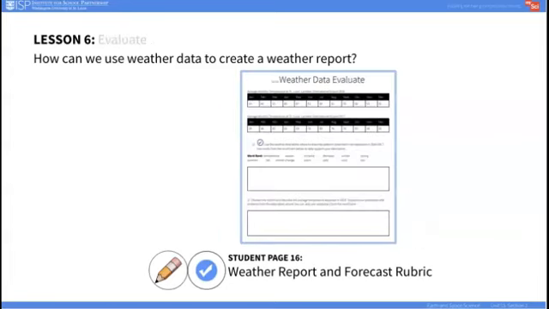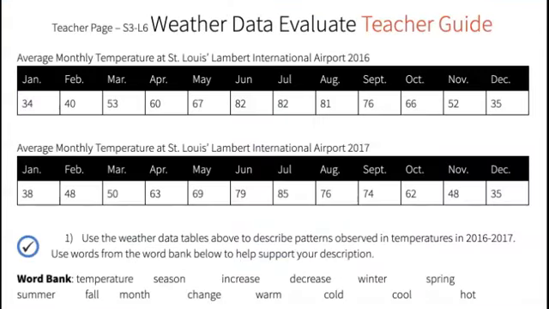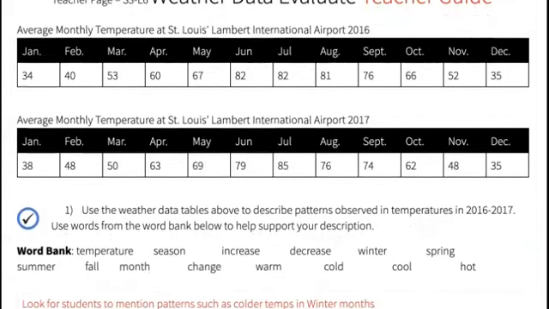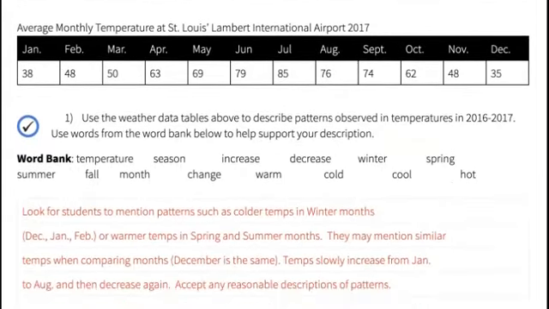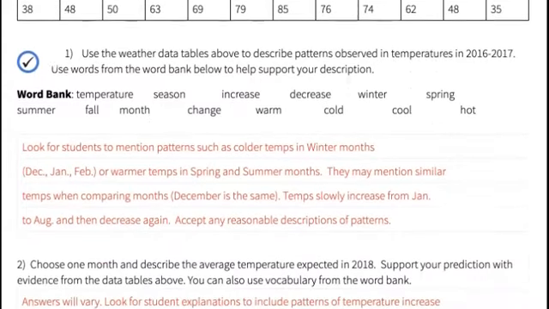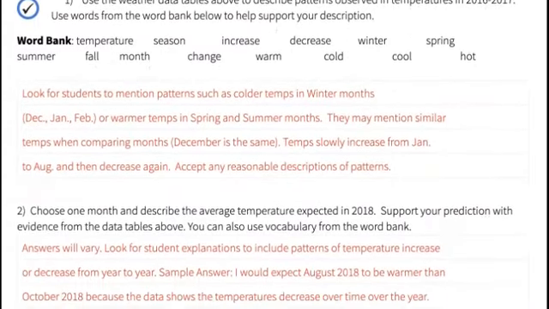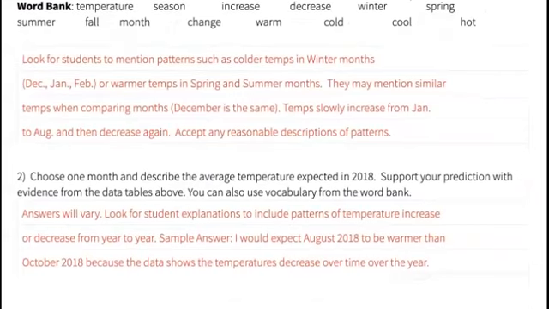In the Evaluate portion of this lesson, students will complete a formative assessment. Students will analyze the average monthly temperature at St. Louis's Lambert International Airport in 2016 and 2017. Students will describe the patterns they observe and make predictions about the average temperature in 2018.